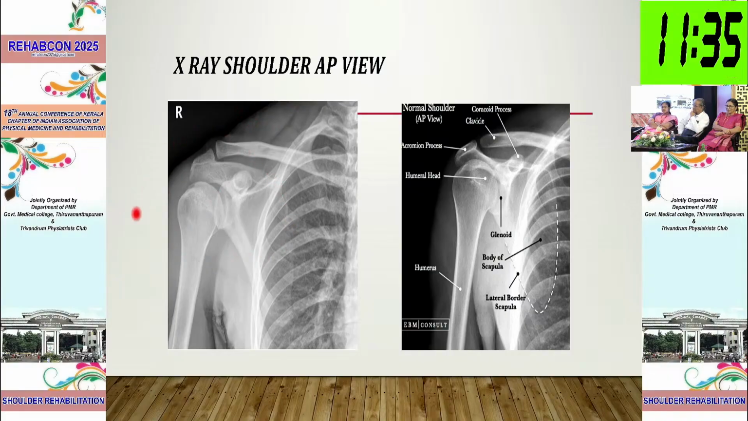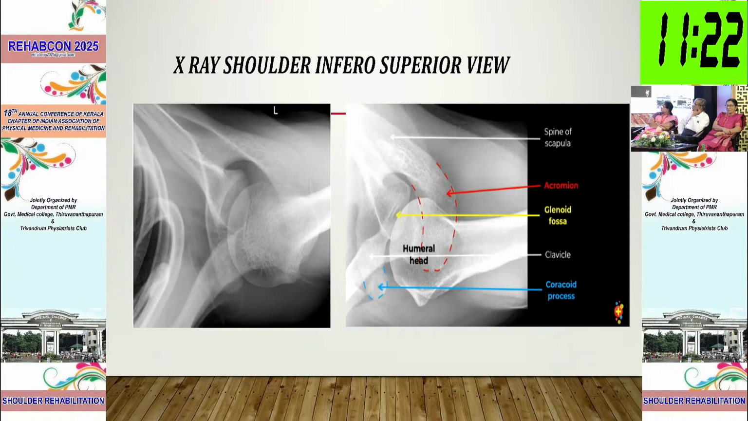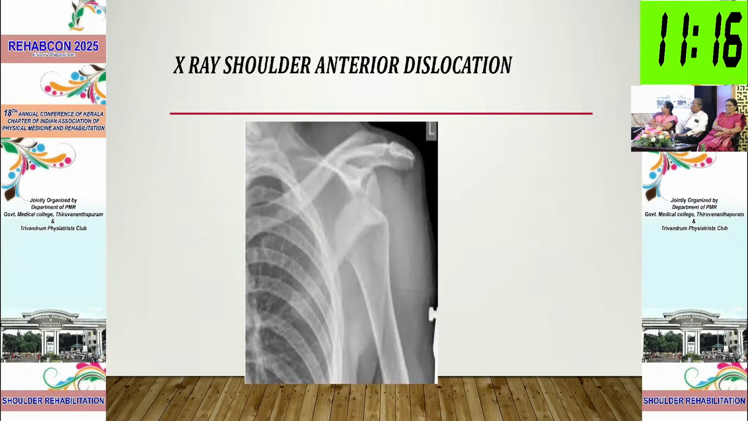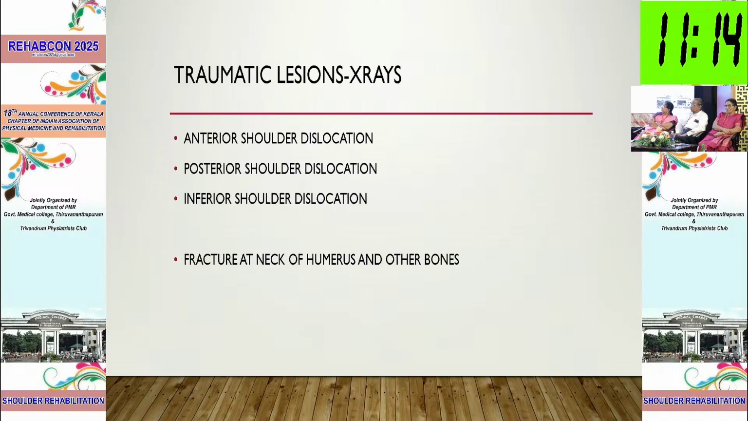Now, what other structures you look for are the soft tissues around the joint and also the calcifications. Now, these are the things which we primarily look into first. Rarely, nowadays we don't take this, but some people take the infrasuperior view. Now, I focused on the traumas. And these are the basic traumatic lesions we look into.